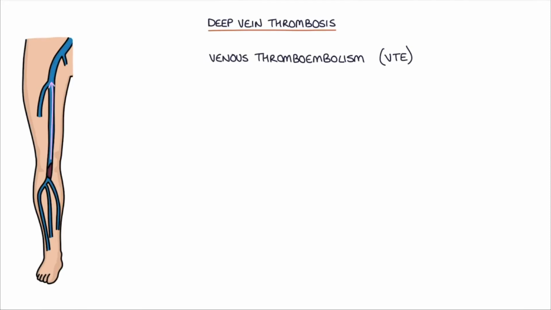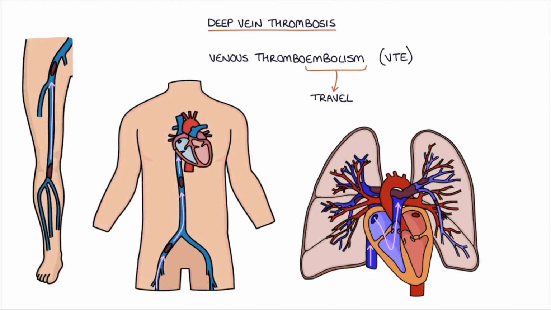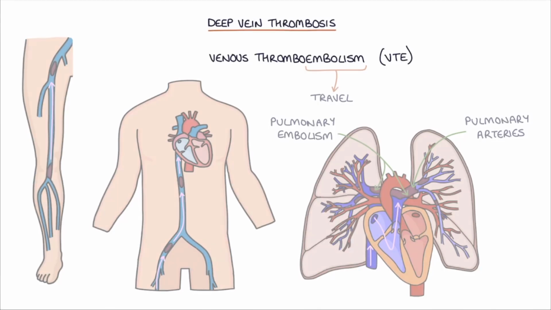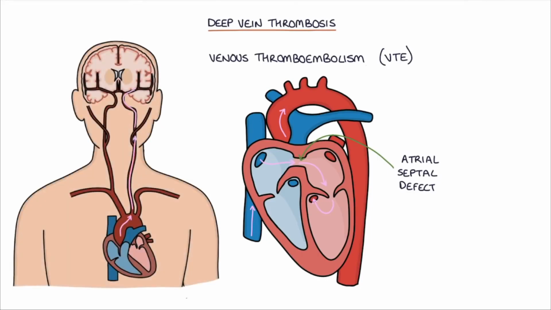Once a thrombus has developed, it can travel, or embolize, from the deep veins through the right side of the heart and into the lungs, where it becomes lodged in the pulmonary arteries. This blocks blood flow to the areas of the lungs and is called a pulmonary embolism, or PE. If the patient has a hole in their heart, for example an atrial septal defect, the blood clot can pass through to the left side of the heart and into the systemic circulation. If it travels to the brain, it can cause a large stroke.